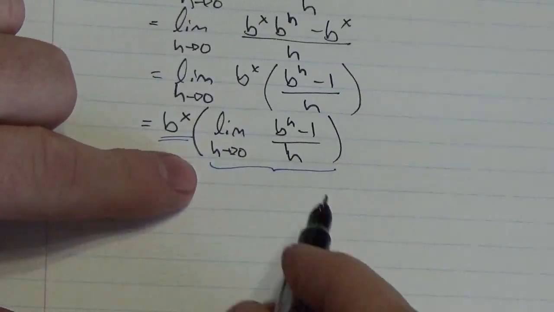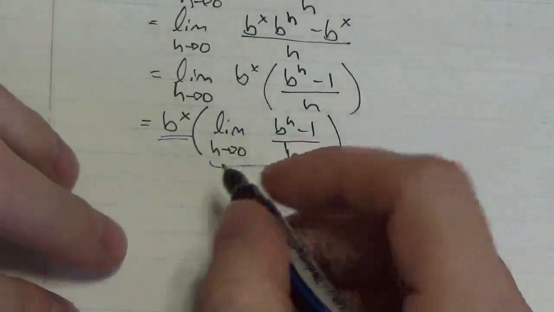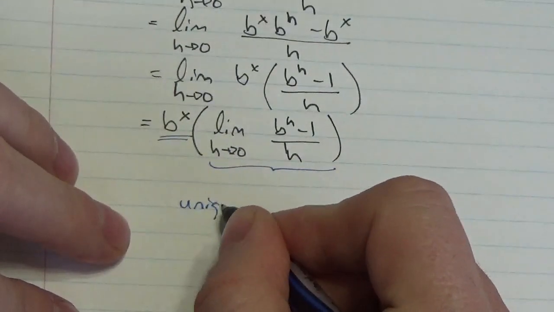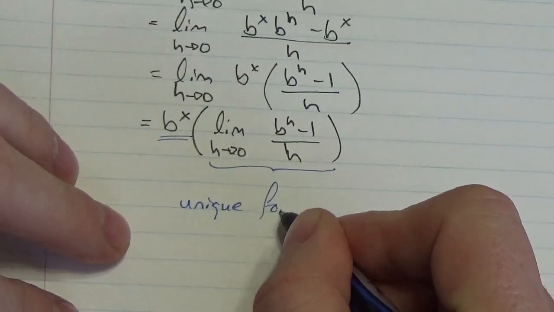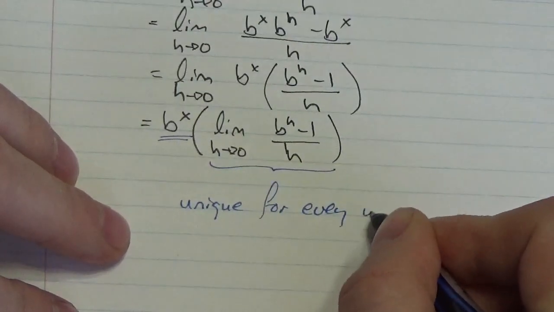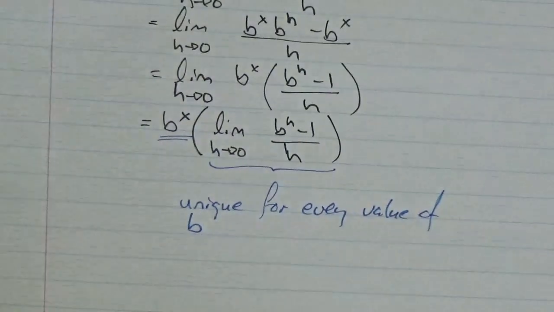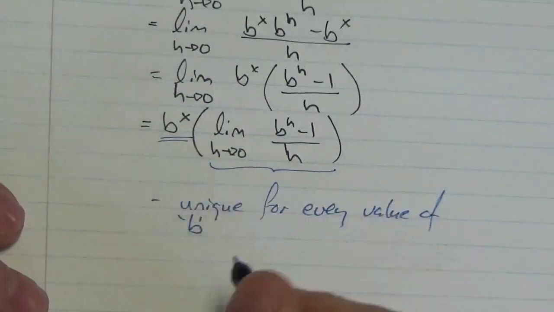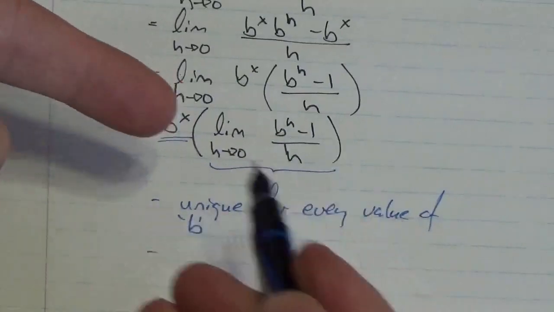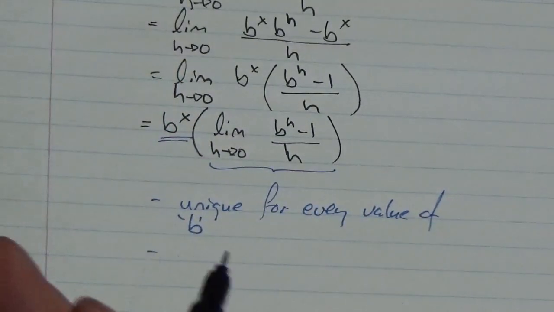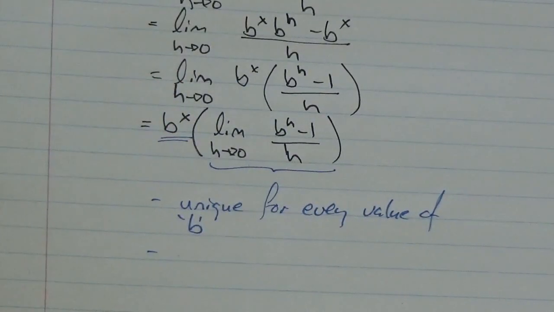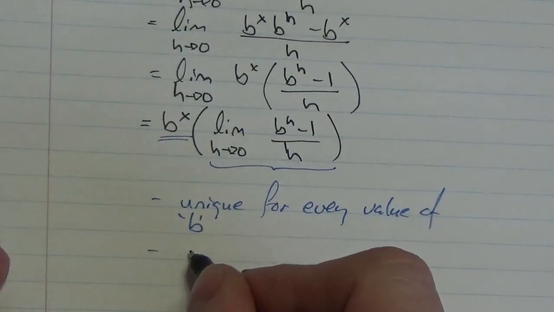Now it turns out this limit right here will be unique for every value of b. Not only that, it turns out that it is a number. That is a calculable value. It's a constant.